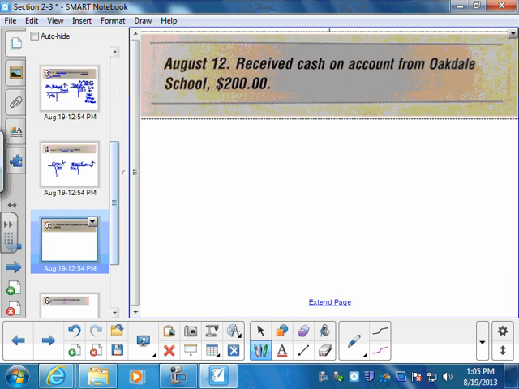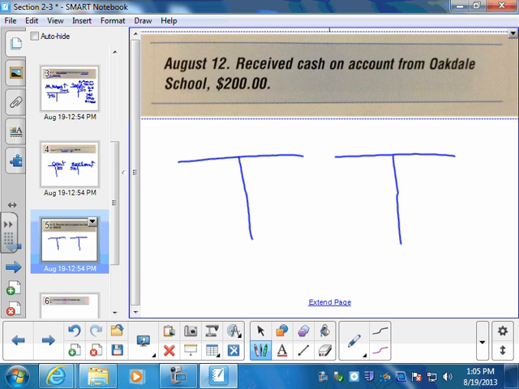How many more do we have? Two more. Next one is received cash on account from Oakdale School. First question, what two accounts are we dealing with here? We see the word cash in the title, we know we're dealing with cash. Oakdale School, we know those guys owe us money and they're paying us some of the money that they owe us now. So this is an account receivable.